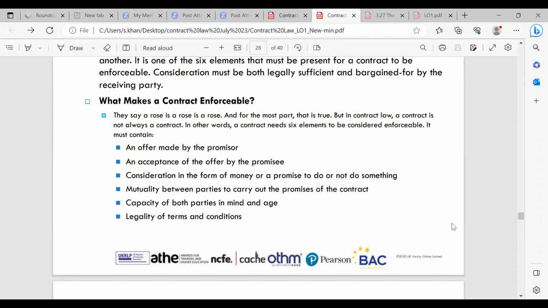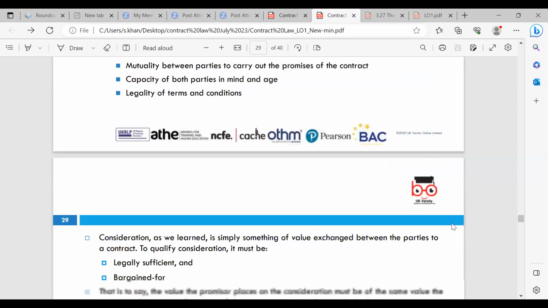An offer made by the promisor, an acceptance of the offer by the promisee, consideration in the form of money or a promise to do something or not do something, mutuality between parties to carry out promises of the contract, capacity of both parties in mind and age, and legality of terms and conditions.